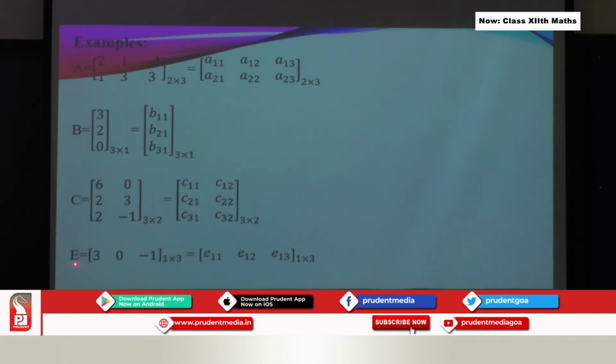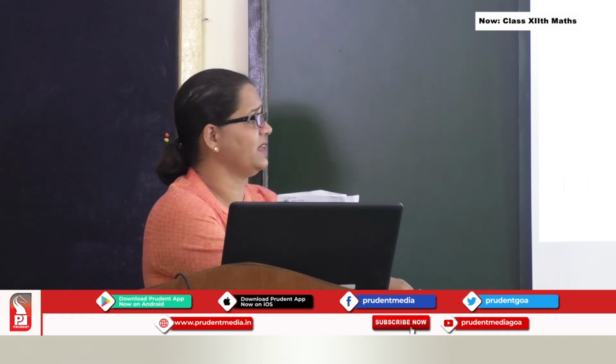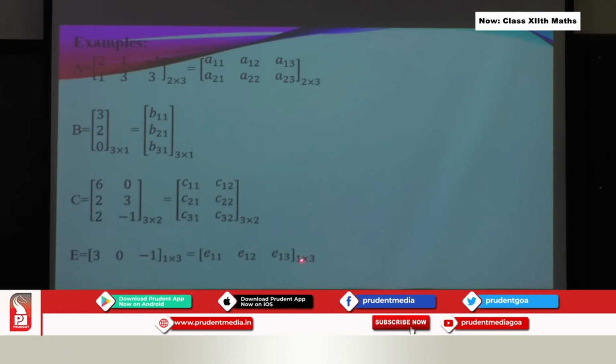Now here look at the fourth matrix. You can see here only one row, but how many columns do you have? 1, 2, 3. So what is the order of this matrix? It is 1 cross 3. So over here you can see E11 is the first entry, E12 is the second entry, that's 0, E13 is the third entry, that is -1, and the order of this matrix is 1 cross 3.